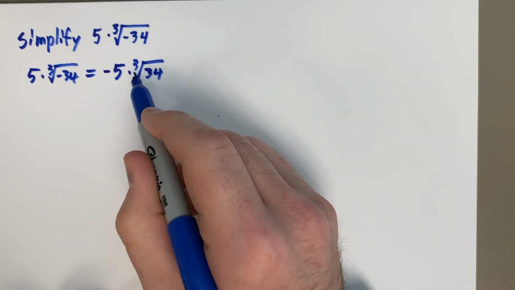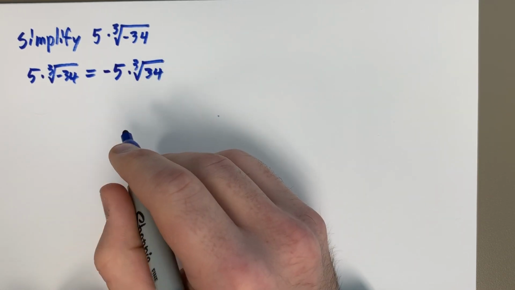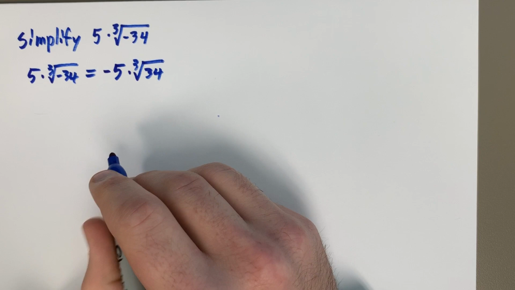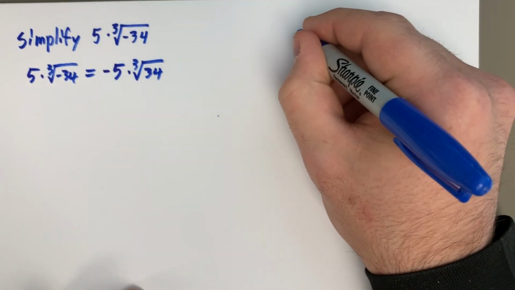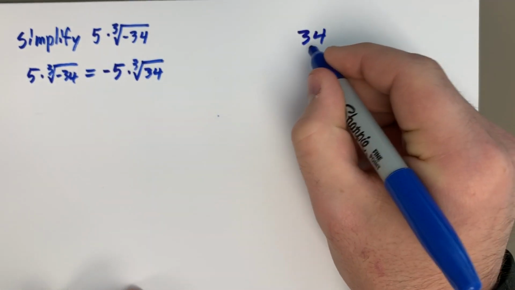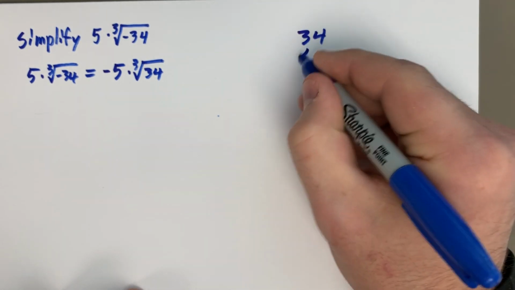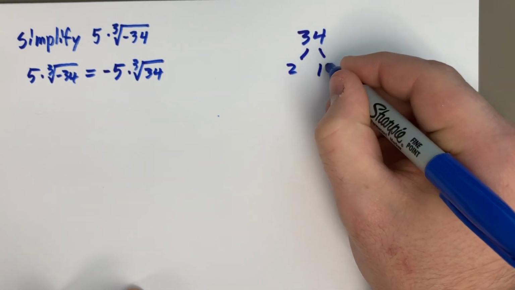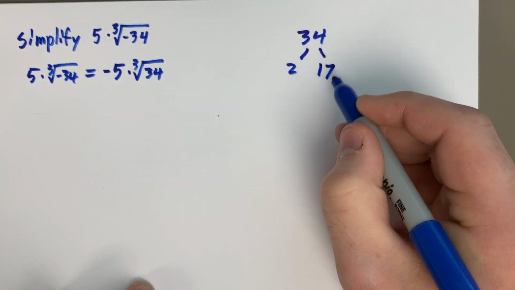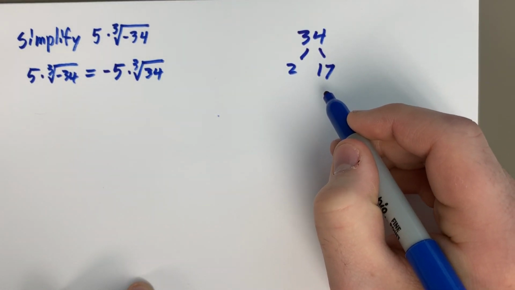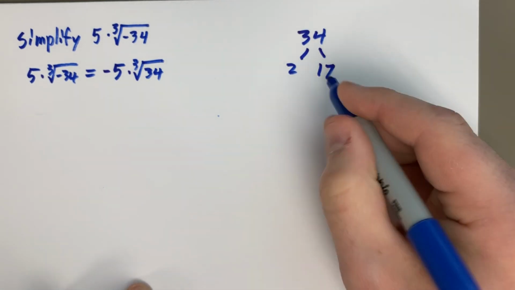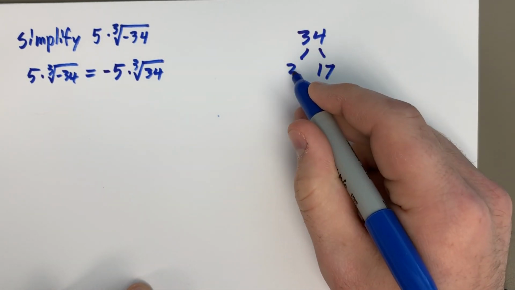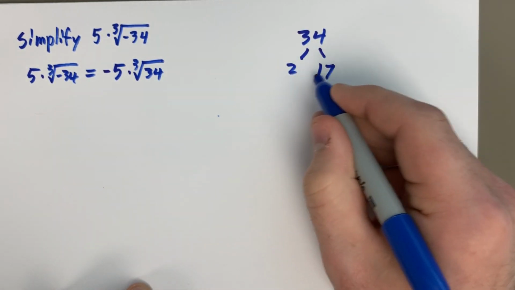So now we're looking at a radical with cube root of 34. Let's see if we can break down this 34 using a factor tree. So we're at 34. 34 is an even number, so we're going to divide by 2, so we can maybe divide this into something more tractable. And that gives us 2 times 17. So 17 is also prime. 2 is prime. So we're stuck with what we have here.